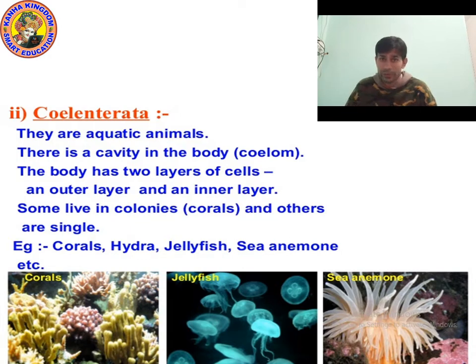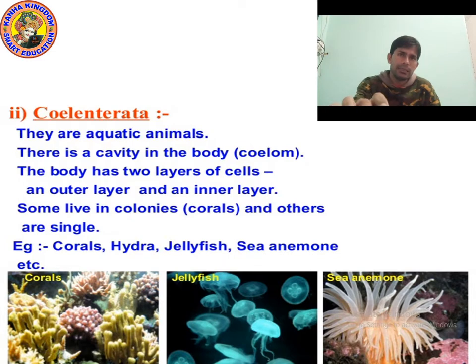Coelenterata are aquatic animals, and they have a cavity in their body. Cavity in body means coelom, C-O-E-L-O-M. Their skin is divided into two layers, endoderm and exoderm, means outer layer and inner layer. Some live in colonies and others are single, like corals, hydra, jellyfish, sea anemone. I hope that you understood it.